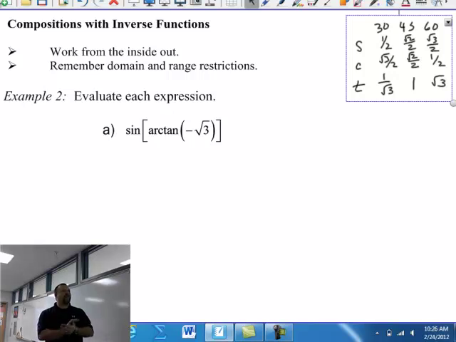Okay. Composite functions with inverse functions. We're going to put one function inside another. We're either going to put an inverse inside of a regular function or a regular function inside of its inverse, okay? And we're going to mix them up. So how do we do this? First things first, we're just going to work from the inside out. That's all we're going to do.